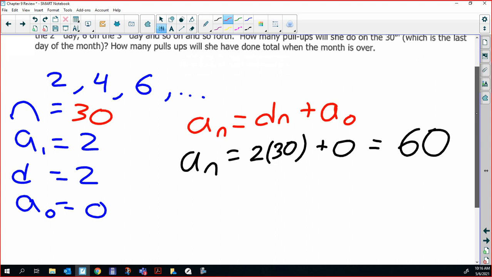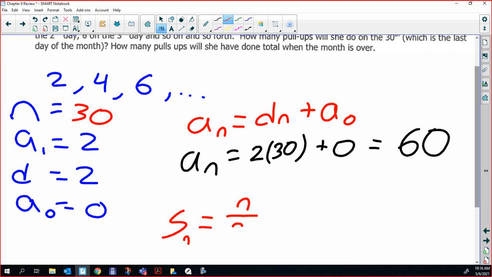All right. So on the last day, she does 60 pull-ups. How many will she have done total when the month is over? So you add up for the entire month, how many pull-ups did she do that month? Too many. Well, we know that there's 30 days, so the sum is what we're trying to find.